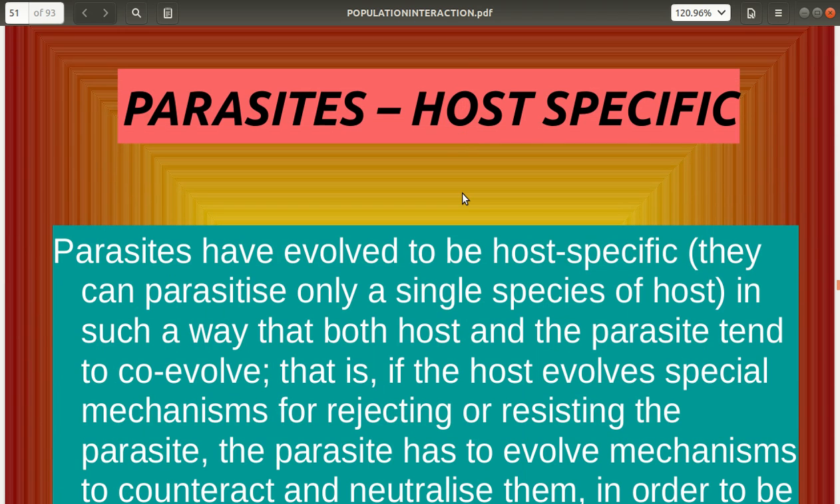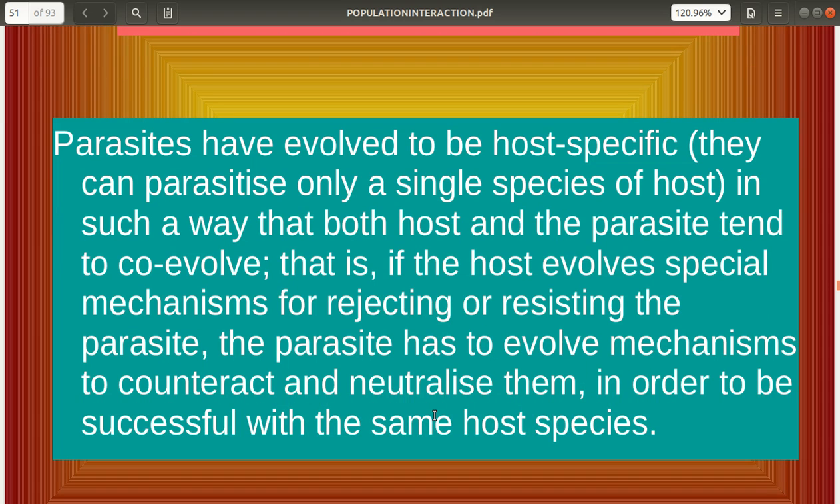The parasites are host specific. Most of the parasites have evolved to be host specific, that is, they can parasitize only a single species of host, in such a way that both host and parasite tend to co-evolve. If the host evolves to avoid the parasite, the parasite co-evolves with counter evolution so that it can overcome the change. That is, if the host evolves a special mechanism for rejecting or resisting the parasite, the parasite also has to evolve mechanisms to counteract and neutralize them in order to be successful with the same host species.